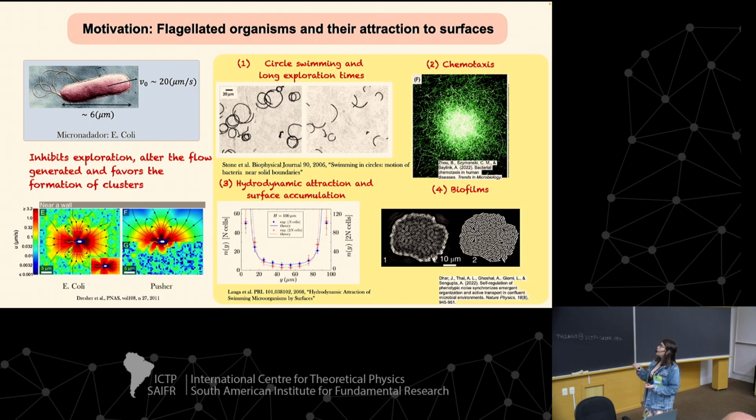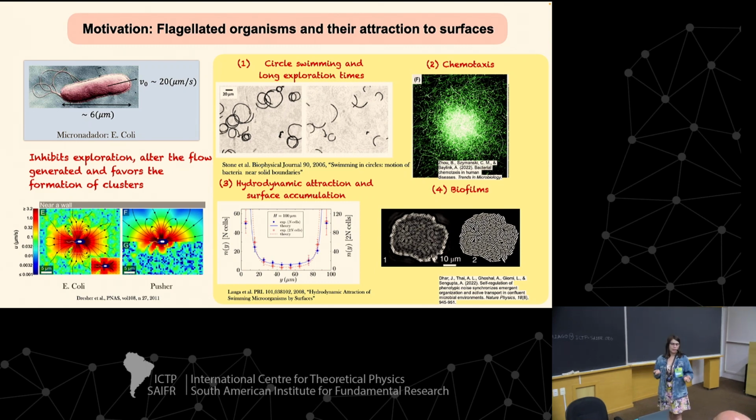So for us, a flagellated organism is a microswimmer, such as a bacteria, which is a micro-sized particle, which is moving persistently in some direction and performs random motion while they are moving, okay? We know that microswimmers are attracted to surfaces. So when they are moving close to boundaries, they are attracted to them, and they perform long time residency around these surfaces. This is due mainly to four, let's say, reasons.